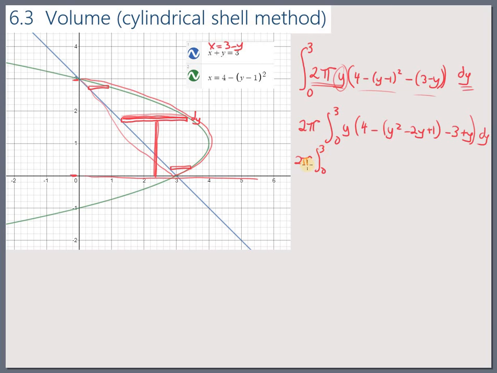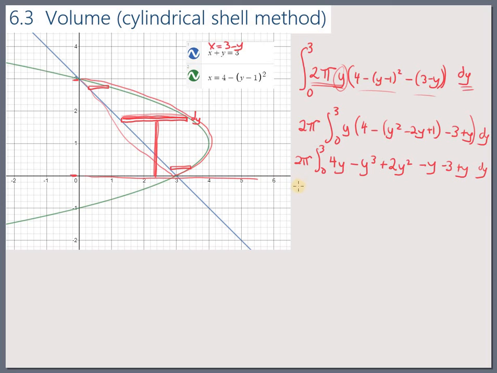So we get the integral from 0 to 3. And now I'm going to distribute the y. And I'll try to distribute the minus sign at the same time. So hopefully we won't screw this up. Here we go. So we'll get 4y. And then we'll get minus y cubed. We'll get plus, because we're distributing that minus sign, plus 2, and we're also distributing the y, so 2y squared. And we'll distribute the minus sign, so minus 1 times y is minus y, minus 3 plus y.